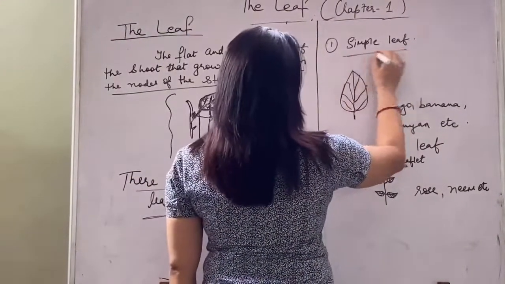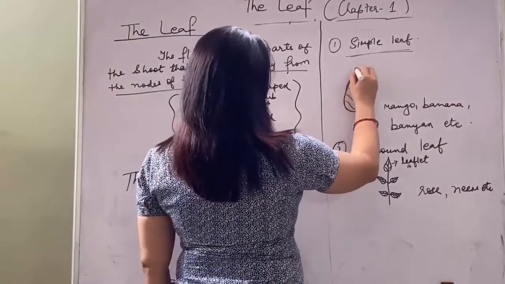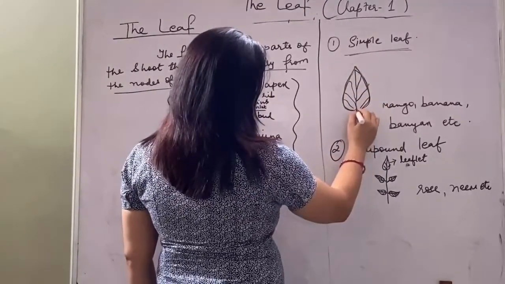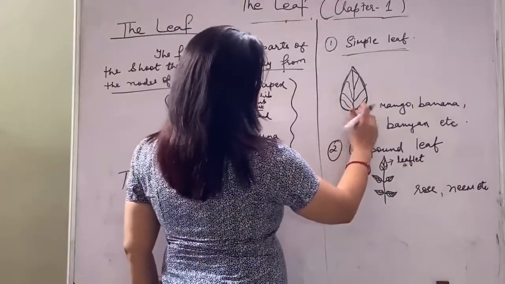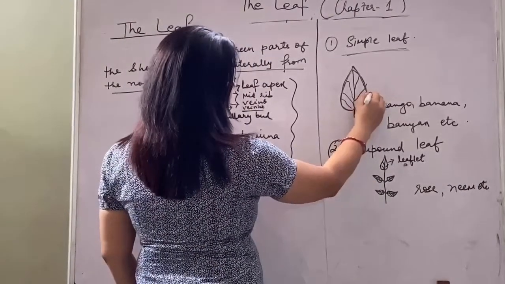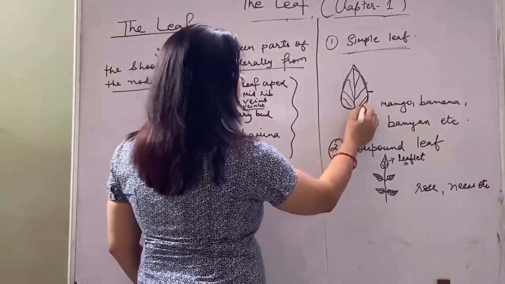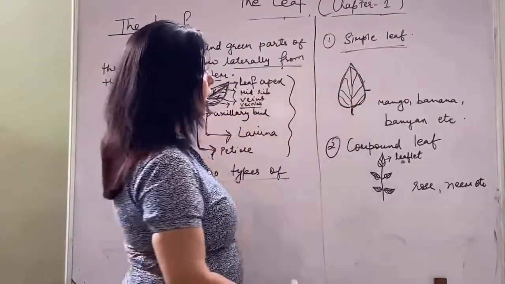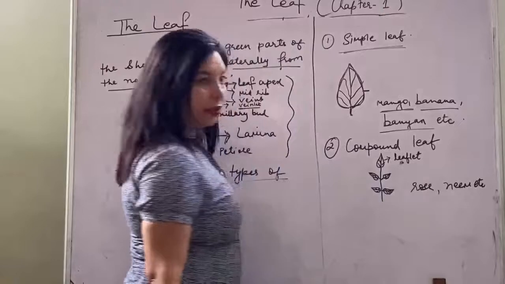First is simple leaf. Now in a simple leaf, you will see that there is a single lamina. There are no branches of this leaf. There is a single lamina with a single petiole. Even if there are some incisions, incision means some cuts which are sometimes at the margin of the leaf. This is known as leaf margin. Even if there are some cuts or incisions on this margin, they do not move towards the midrib. There is only a single leaf in the simple leaf. So we can see such leaves in mango, banana and banyan trees.